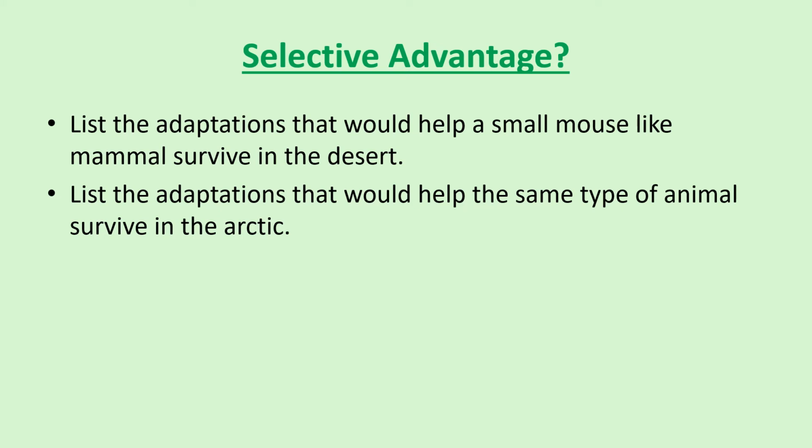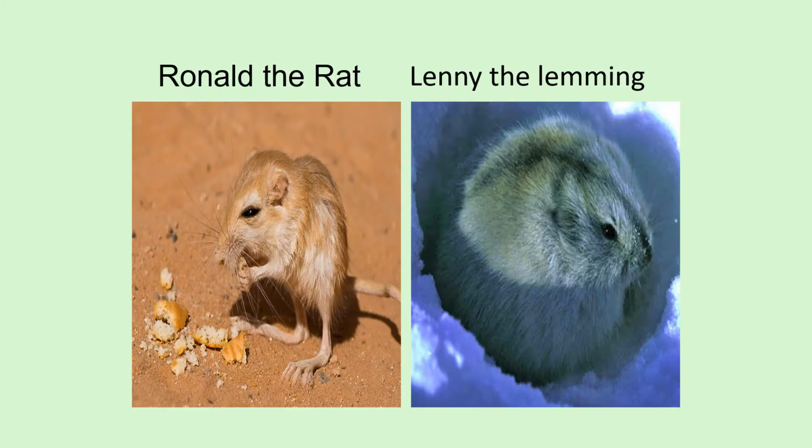Pause the video and list the adaptations that would help a small mouse like mammal survive in the desert, and list the adaptations that would help the same type of animal survive in the Arctic. So let's look at two different rodents. So we have Ronald the rat and Lenny the lemming. So write down beside your list which one would match the description that you've just put for the one that would survive in the desert and what one would survive in the Arctic.